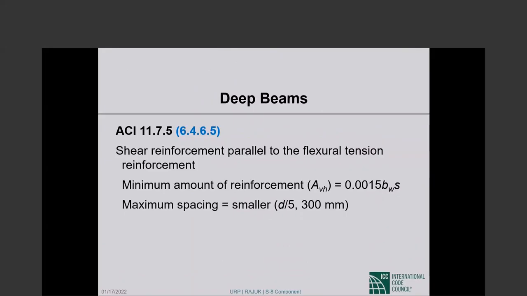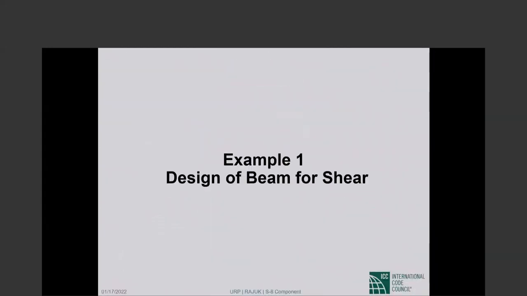The horizontal shear reinforcement parallel to the flexural tension reinforcement. Minimum is 0.15% and the maximum spacing is d over 5 or 300 millimeters. These I have taken from 318-08, not 318-99. Okay, so these are your numbers. And then I will show you an example, and then hopefully things will fall in place.